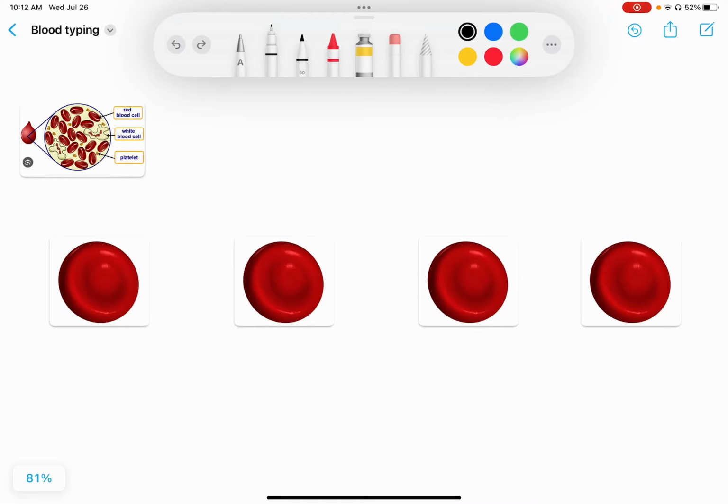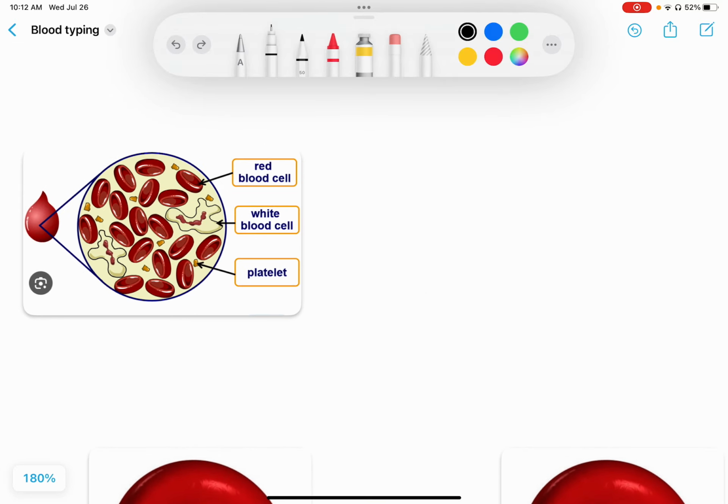Alright, let's talk about blood typing. So up here at the top, I've got just an overview of blood. We typically think about this red blood droplet here as blood, but as we learned, that blood contains a lot of different things. For example, it contains your red blood cells, your white blood cells, and then your platelets. That's the cellular components.